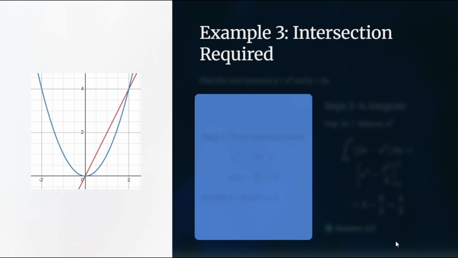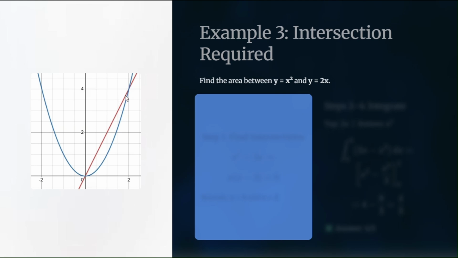In this next example, we want to find the area between y equals x squared and y equals 2x. No interval is given, so in this case we must find the bounds first, or in other words, we must find the points of intersection. So here I have graphed the two functions. In blue we have y equals x squared, and in red we have y equals 2x.